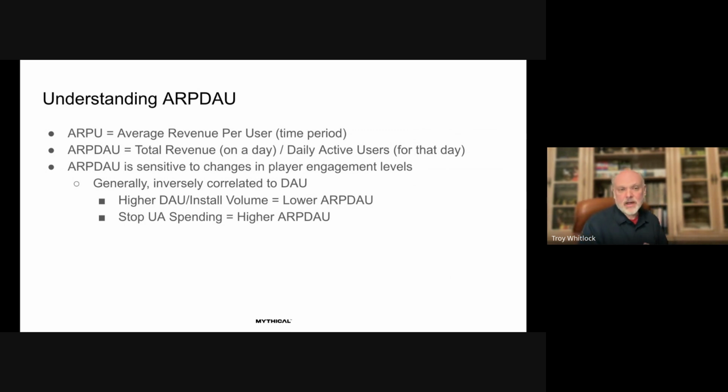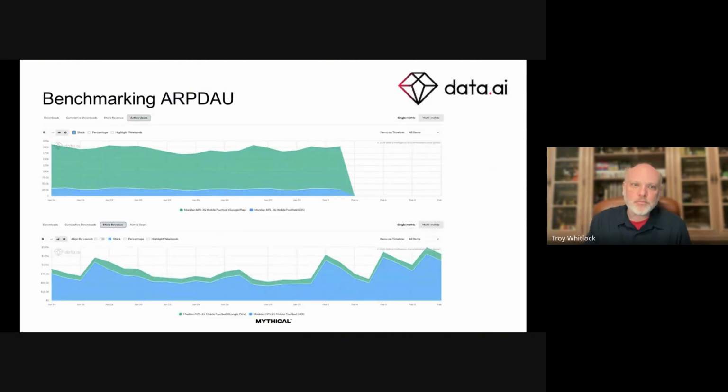And then the corollary, if you just stop spending UA entirely, your DAU is generally going to go down because you're going to have retained payers who are going to continue to stick around, and you're not going to be installing a bunch of looky-loos. You're going to be installing a bunch of non-qualified users who show up and play one day. So it's going to tend to drive down your DAU and drive up your ARP DAU.